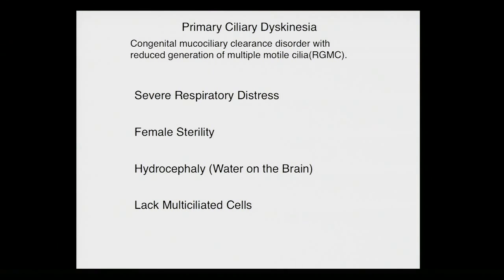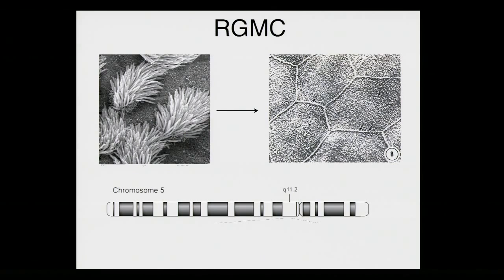And so this is called a congenital mucociliary clearance disorder with reduced generation of multiple motile cilia, which is also abbreviated as RGMC, and I'll try to stick with that. So this is what these patients look like. Instead of the normal pattern of multiciliated cells in the lung, basically nothing there. There's a stumpy cilia, primary cilia somewhere.